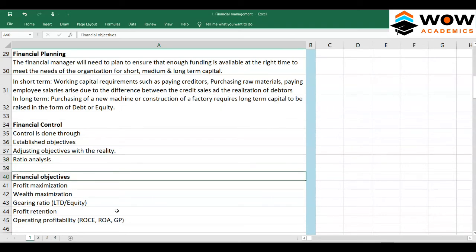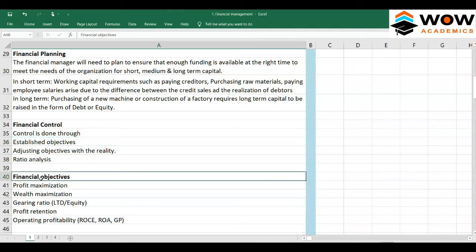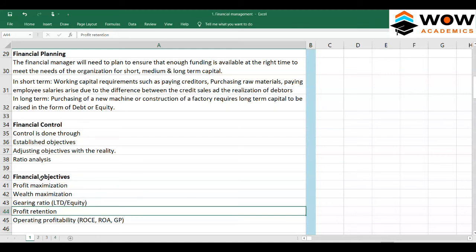We'll move on to the financial objectives. What are usually the financial objectives? We also saw here that the company has objectives. So what are those objectives that a company can have? The objectives a company can have are profit maximization, increase the profit; wealth maximization, increase the wealth. But how do you measure it? That is the next problem. Gearing ratio, what is your long-term debt to equity? That can be an objective. Profit retention, how much of the profit you are going to declare as dividend and how much you are going to retain. Then operating profitability, what is going to be a target ROCE, gross profit, net profit, like that.